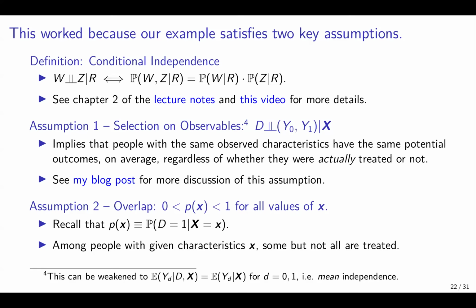So this is exactly what we relied upon in the example with the old and the young a moment ago. So we said that after adjusting for age, we had the same potential outcomes on average, regardless of whether someone was treated or untreated. That's why we could do a naive comparison of means, treated minus untreated, within age group.